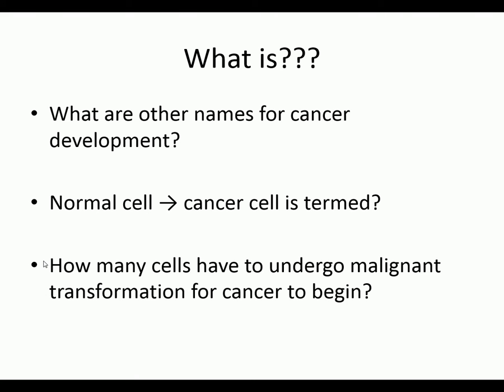So what are some other names for cancer development? Carcinogenesis and oncogenesis are some other names for cancer development. A normal cell becoming a cancer cell is called malignant transformation. So how many cells have to undergo malignant transformation for cancer to begin? Interestingly, it only takes one cancer cell. If growth conditions are right, widespread metastatic disease can develop from just one cell.